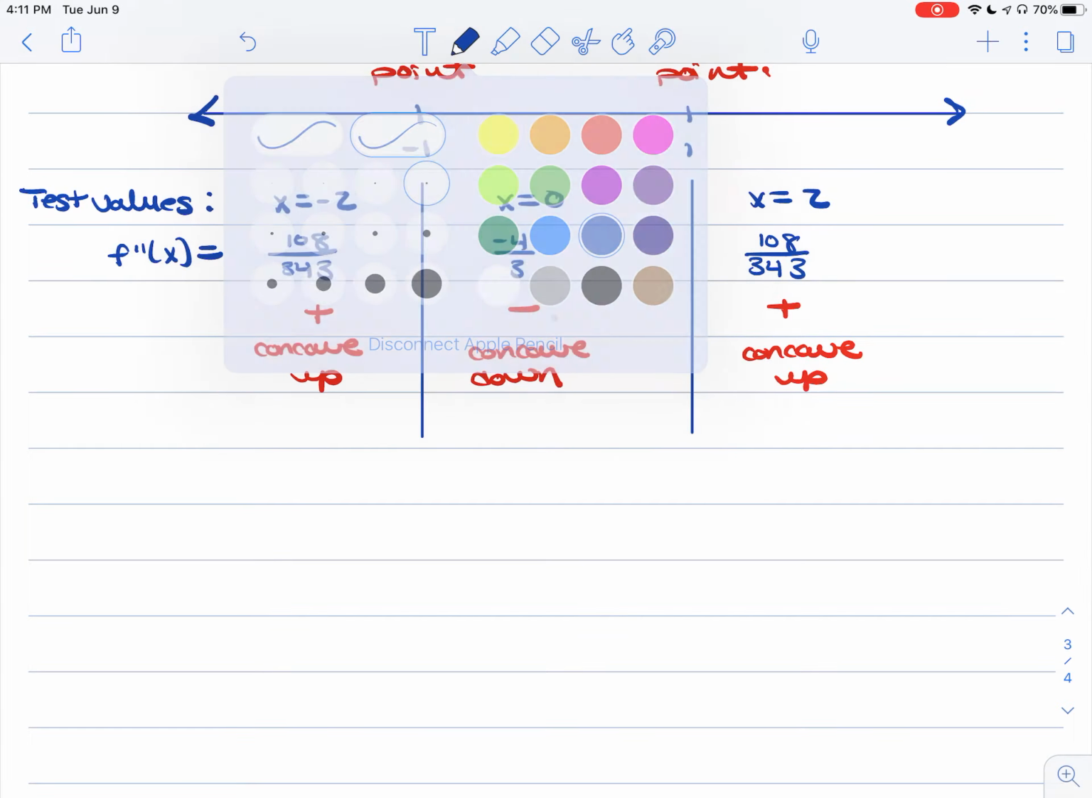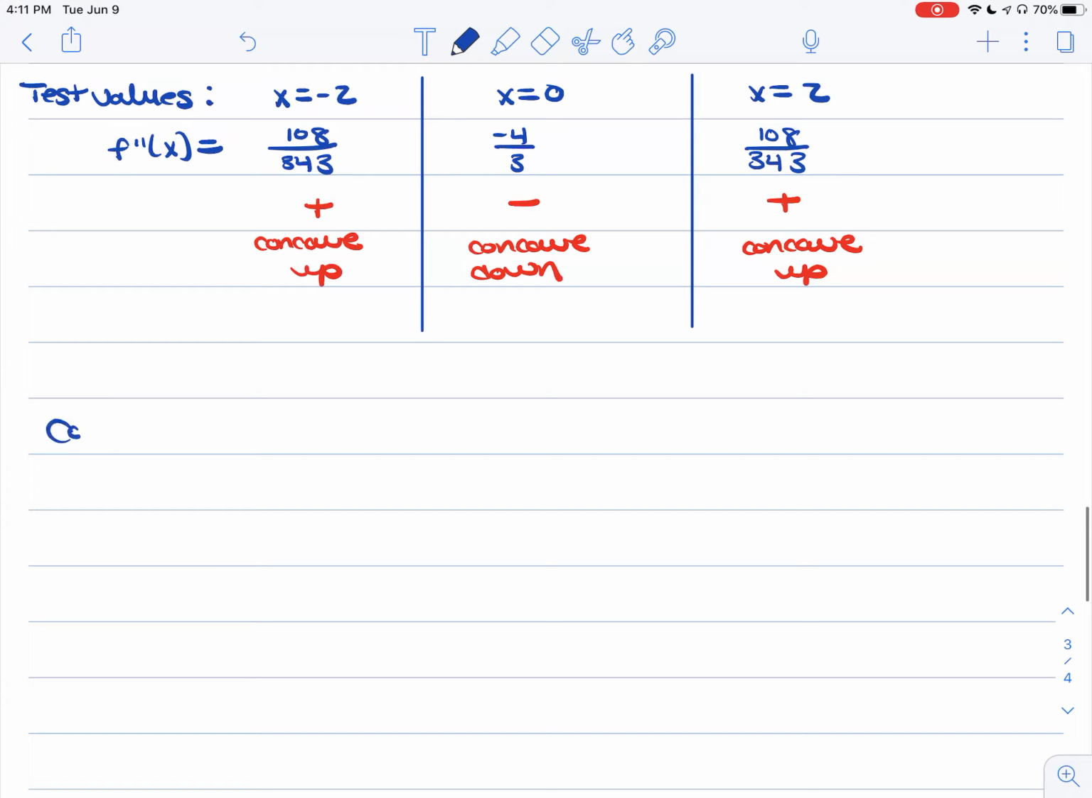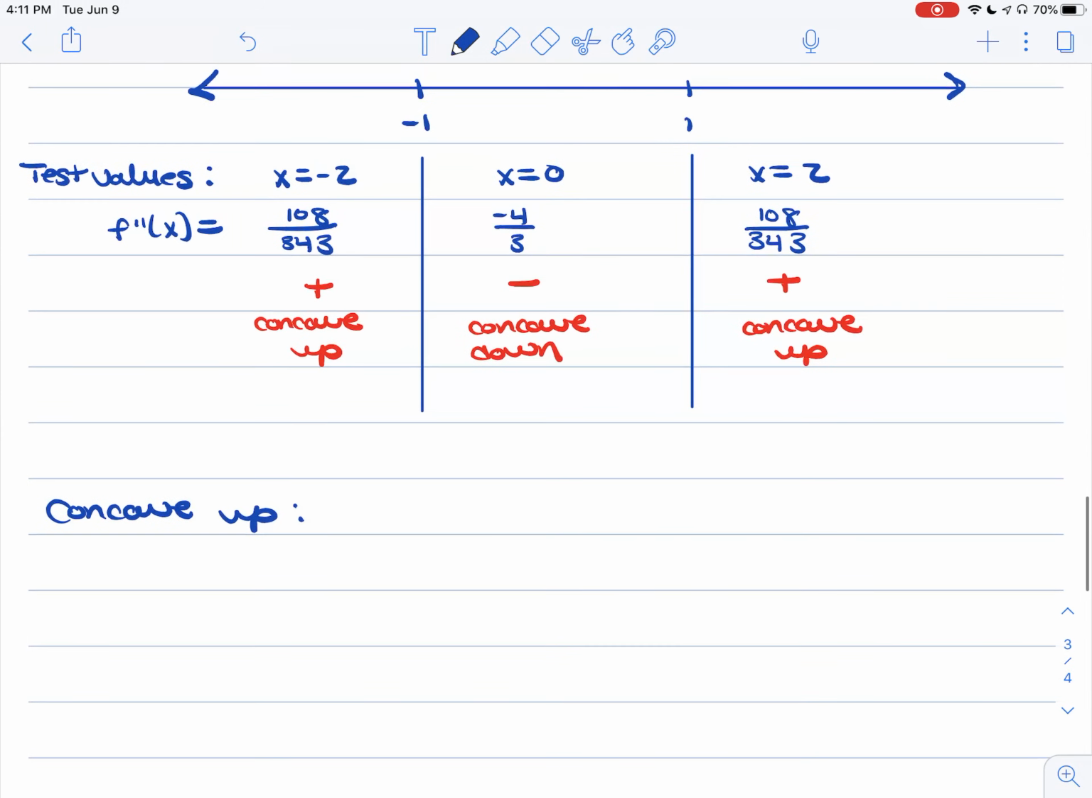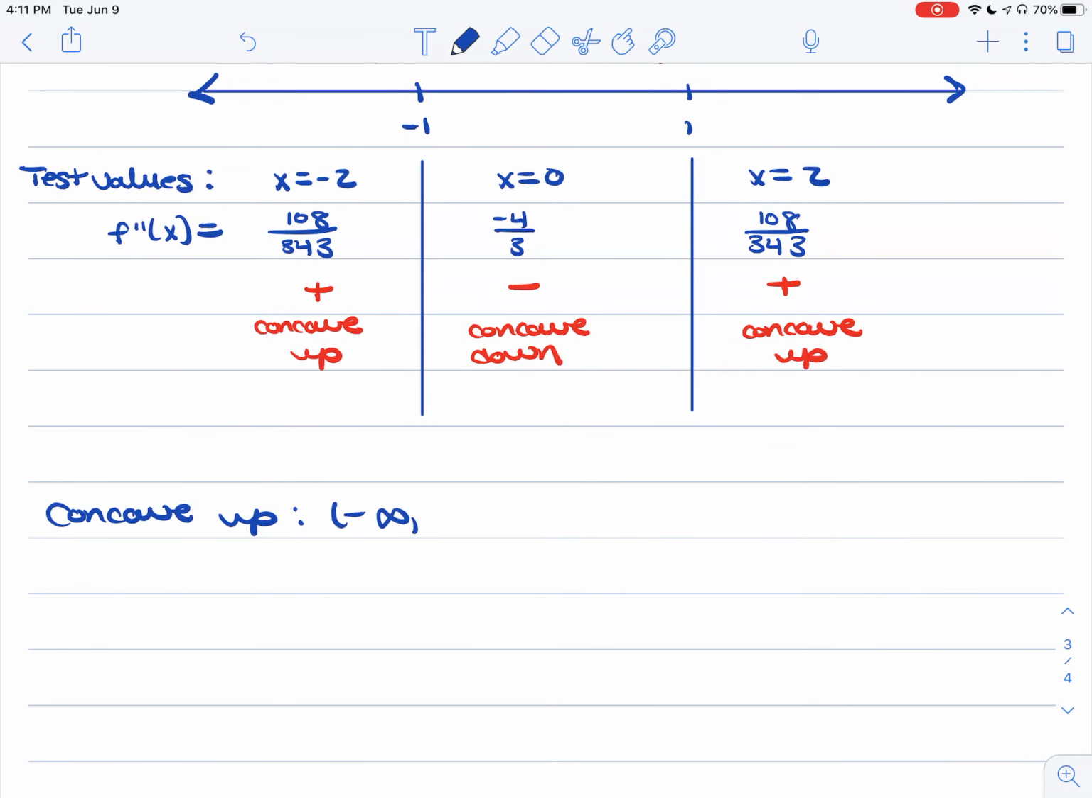And let's write out our intervals. So it's concave up on the interval -∞ to -1, and then again on 1 to infinity. And it's concave down on the interval -1 to +1. All right, so that is the second derivative test. In the next video, we'll look at how we can apply this to curve sketching.